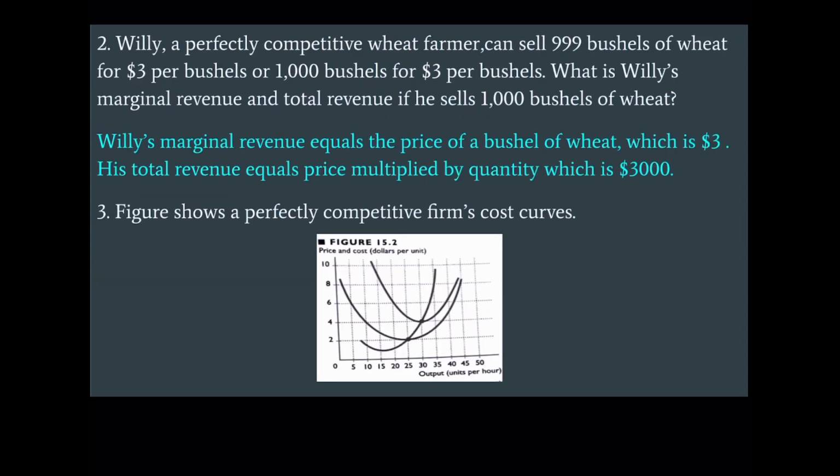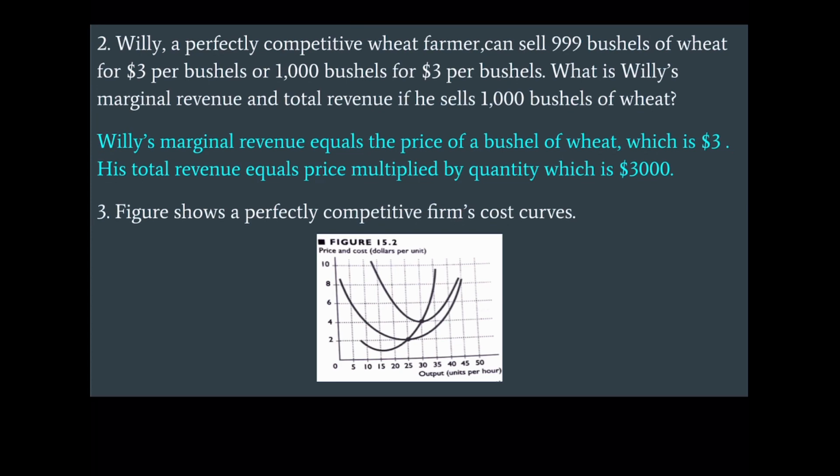Second question. Willie, a perfectly competitive wheat farmer, can sell 999 bushels of wheat for $3 per bushel or 1000 bushels for $3 per bushel. What is Willie's marginal revenue and total revenue if he sells 1000 bushels of wheat? Willie's marginal revenue equals the price of a bushel of wheat, which is $3, and his total revenue equals price multiplied by quantity, which is $3000.